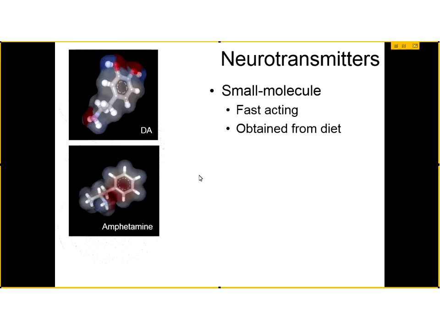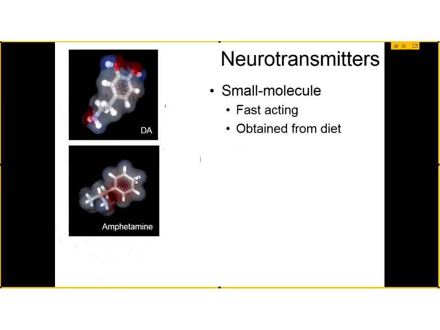Now, to turn our attention to these neurotransmitters, we'll focus on two general classes. The first class is referred to as small molecule neurotransmitters. These building blocks are typically obtained from the diet, and they typically are fast-acting. A good example would be dopamine, abbreviated DA. And here's the chemical structure of dopamine. You get most of what you need to synthesize dopamine from your diet, and it doesn't require a great deal of synthesis from your DNA. These are very fast acting, so they'll be released, have an effect, and then they're cleared from the synapse.